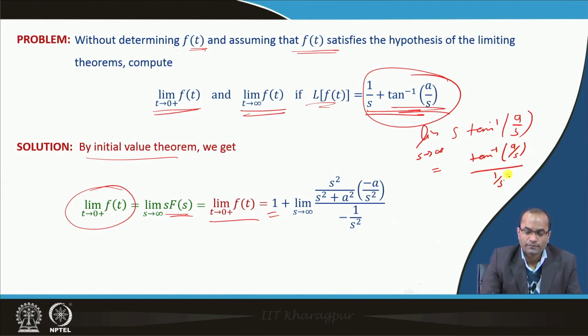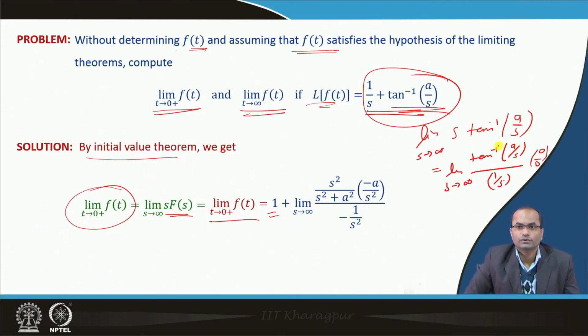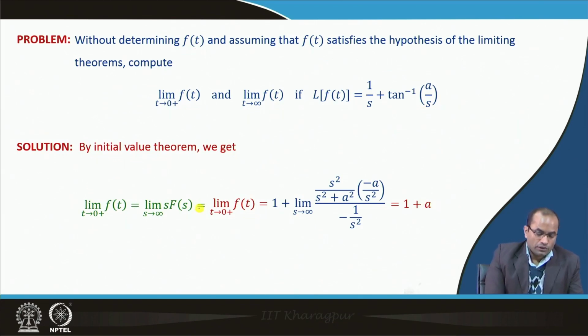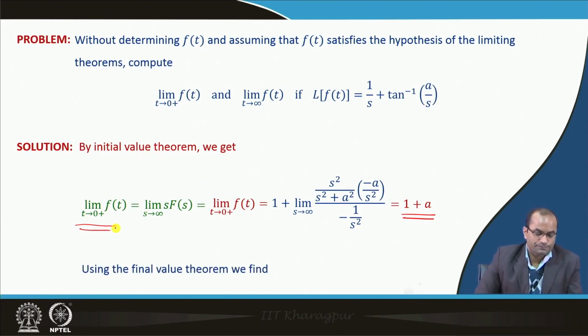What we observe now is that when s approaches infinity, this is a 0 by 0 form. Tan inverse 0 is 0, and 1 over s as s approaches infinity is also 0. So, we have a 0 by 0 form, and we can apply L'Hopital's rule. The numerator is differentiated, the denominator is also differentiated, and when we take s to infinity we get only a there. So, this value is 1 plus a, which is the limiting value of f(t) as t approaches 0 plus.